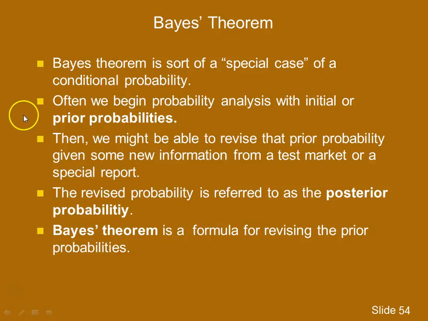In a Bayesian problem, often we begin with prior probabilities. We have some initial probability of some event. Then we get confronted with some new information, possibly from a test market or something of that nature. Then the question is, do we want to revise that probability given this new information? That revised probability is sometimes called the posterior probability. Again, it's just going to be a conditional probability, though. And so you can think of Bayes' theorem as a formula for revising prior beliefs or prior probabilities.